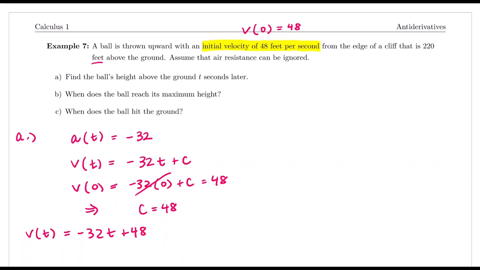From here, I'd like to take the antiderivative again to get my position function. So s of t is equal to, I'm using the reverse power rule. I'm going to increase the power by 1, then divide by that new power. And we don't want to forget our constant of integration. I'm going to use capital D.